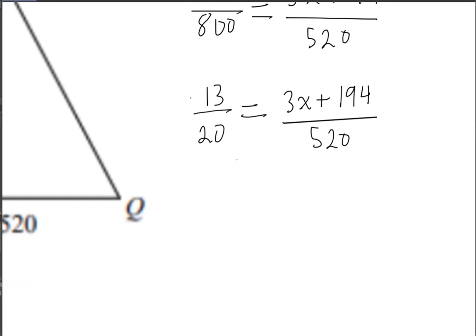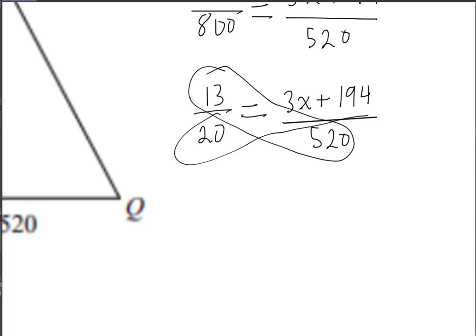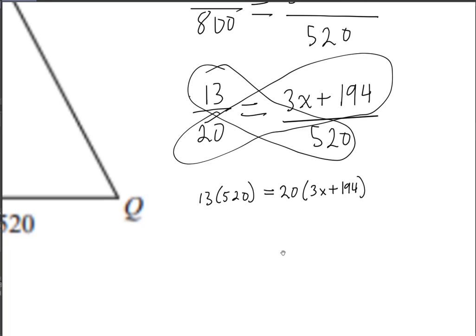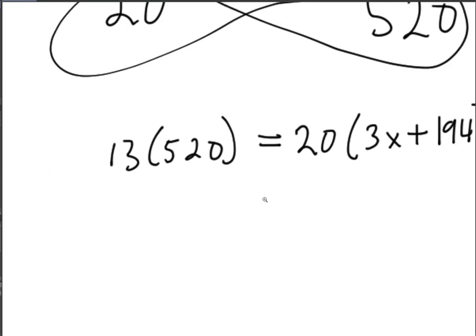All right, so now that I have that, it's just a matter of doing that cross multiplication thing. So the means and extremes property, I'm going to cross multiply this, like you did all through middle school. So 13 times 520 is equal to 20 times 3x plus 194. Okay?